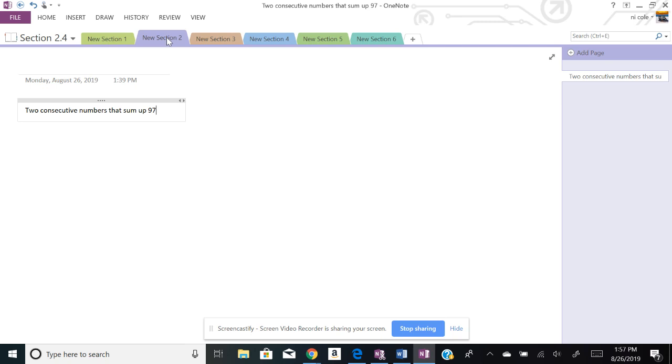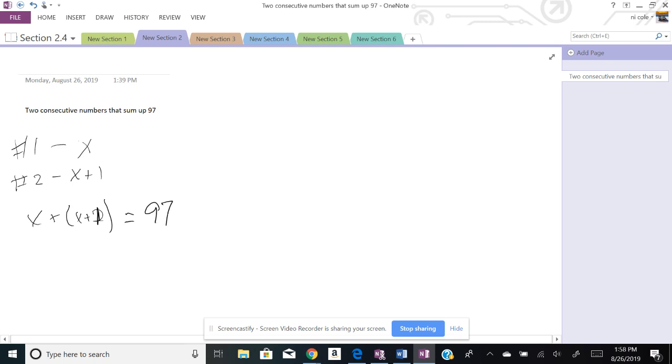Just read the problem. So this says two consecutive numbers that sum up to 97. So I got two numbers. Number one. What is number one? I don't know, so I'm going to call it X. Okay. What is my number two? I'm not sure, but I know it's consecutive, so I'm going to have X, and I'm going to have X plus 1. So I know that the sum of those two numbers, number 1 plus number 2, they sum up to 97.